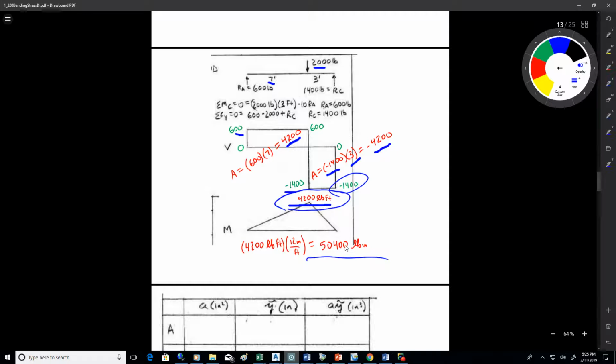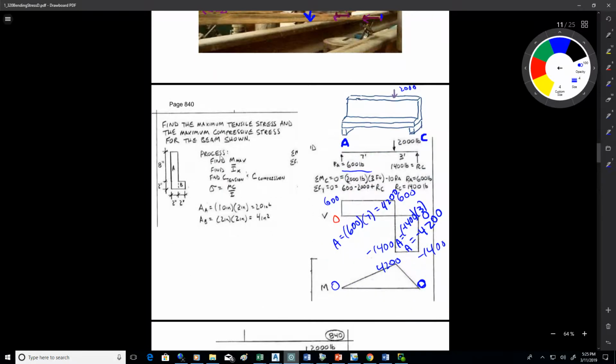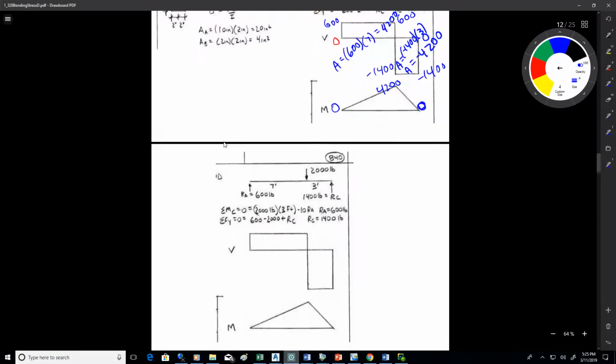Okay, now our beam dimensions on the cross section are measured in inches, so I want to convert that into pound inches so it'll match. So I multiply it by 12 inches per foot and get 50,400 pound inches for the maximum moment. All right, so that gets me the first thing I need on the equation, which is M. Okay, now the next thing I want is c.